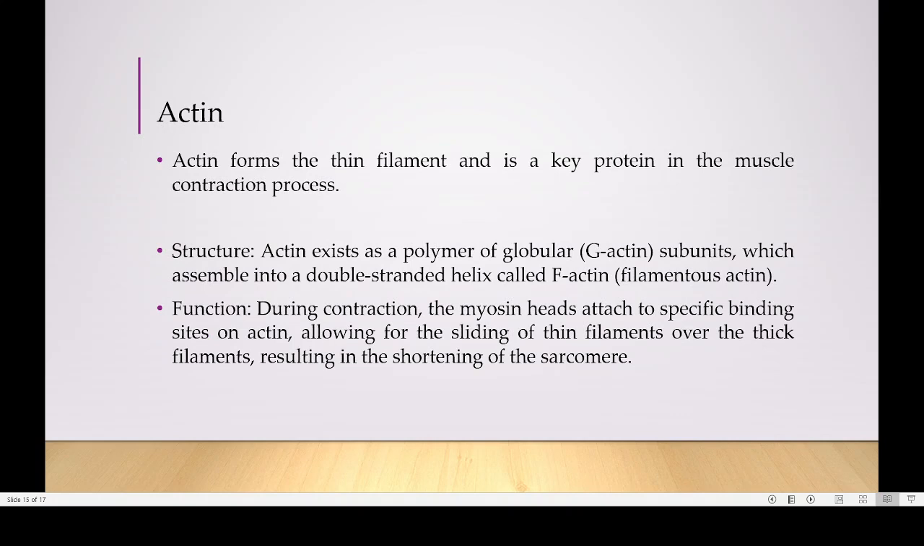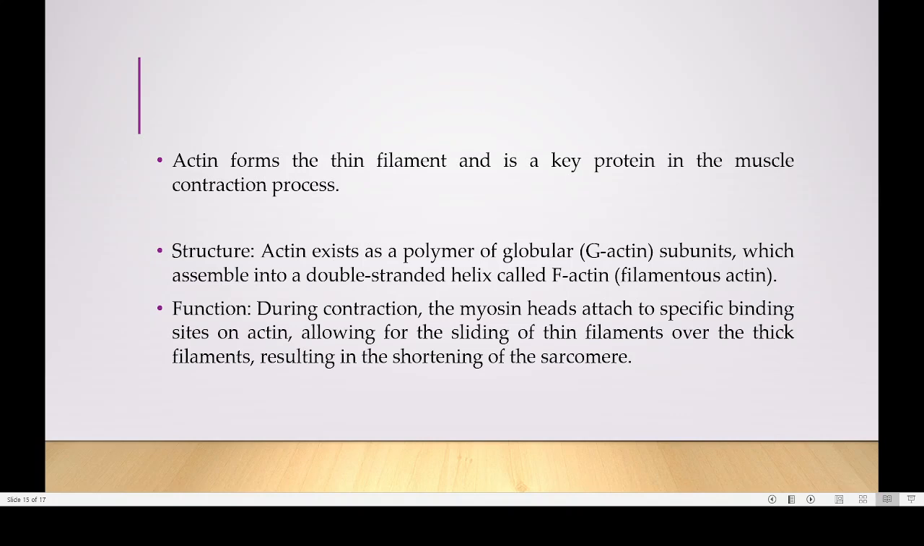Mainly actin forms the thin filament and is a key protein in muscle contraction. Actin is actually pulled into the middle by the myosin head. Actin consists of a polymer of globular proteins, G-actin, which are the subunits, and which assemble into a double-stranded helix called F-actin protein.